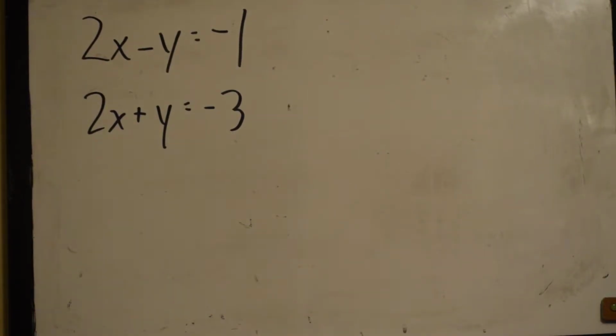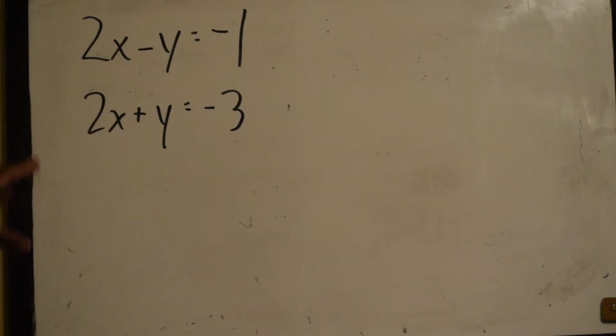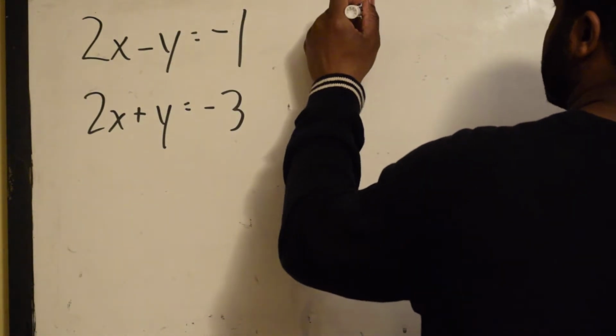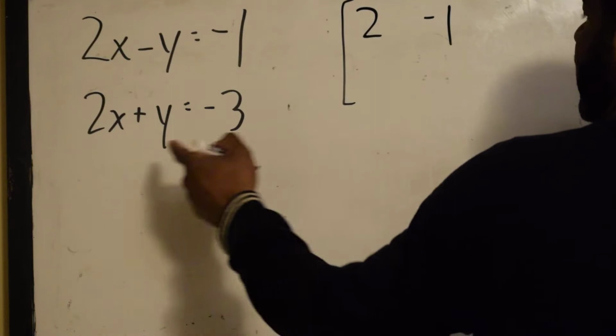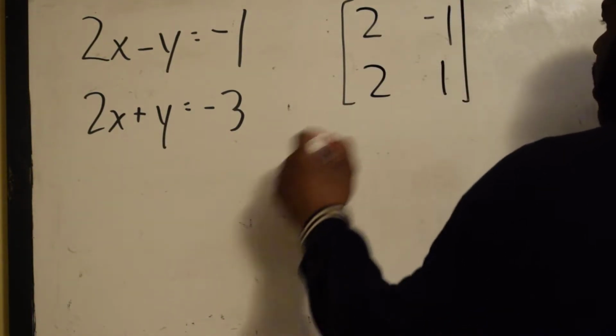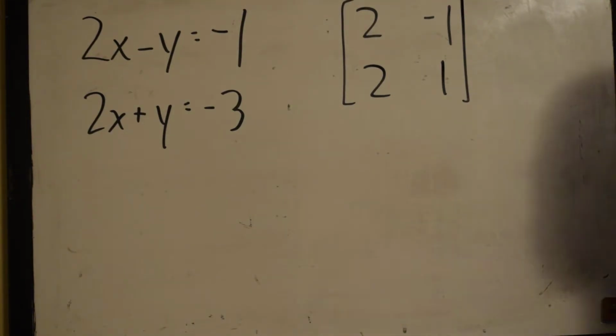Okay, here we will use another example of how to use the inverse to solve the system for x and y. All right, so first let's write our coefficient matrix. That's going to be 2, -1, 2, and +1. All right, we need to find our inverse.